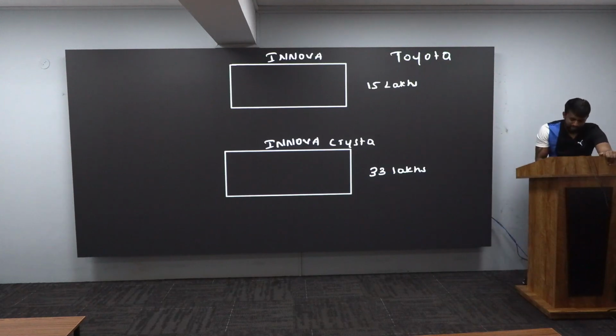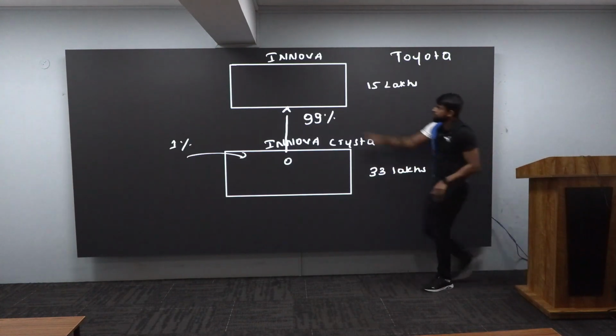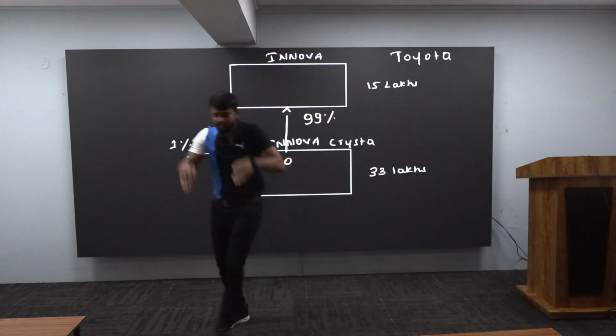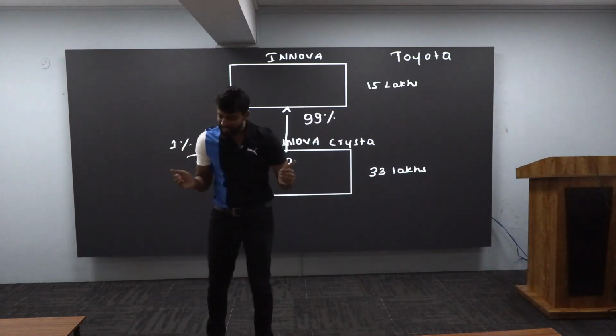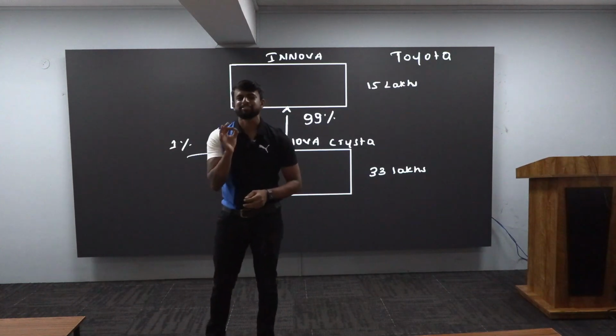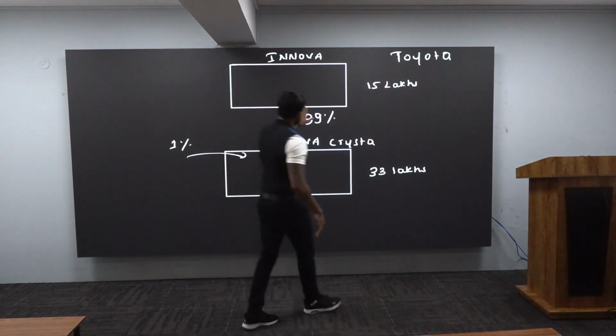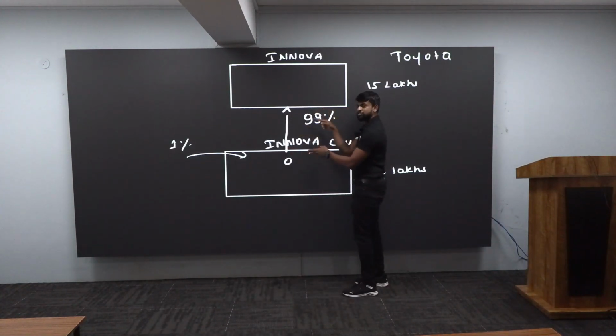I'll tell you. 99% it got from Innova only. Only 1% they added. What is that 1%, sir? If you look at Innova, the headlights are like this. If you look at Innova Crysta, the headlights are like this. Other than that, the engine is the same. This is also a 7-seater, this is also a 7-seater. The way it looks might change, but everything remains the same.